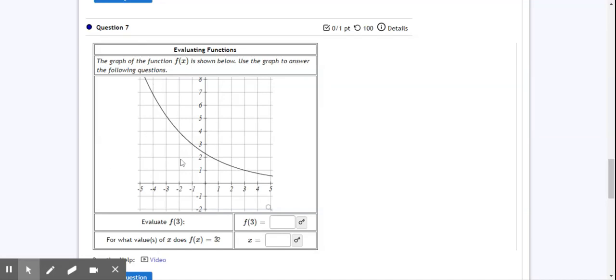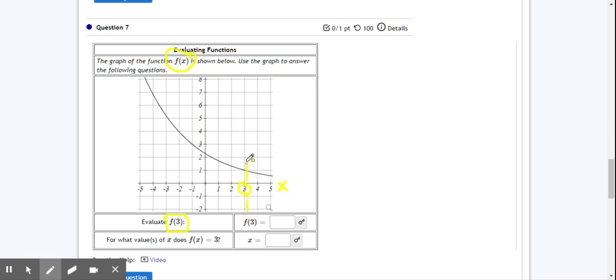On this problem, we have a graph, and we'd like to evaluate it when the function is at 3. Now, I want you to notice that up here, normally we talk about a function as being f of x. Down here, f of x is turned into f at 3. So that means that the x has been traded for a 3. That means we're trading it for this 3 because this is our x-axis.